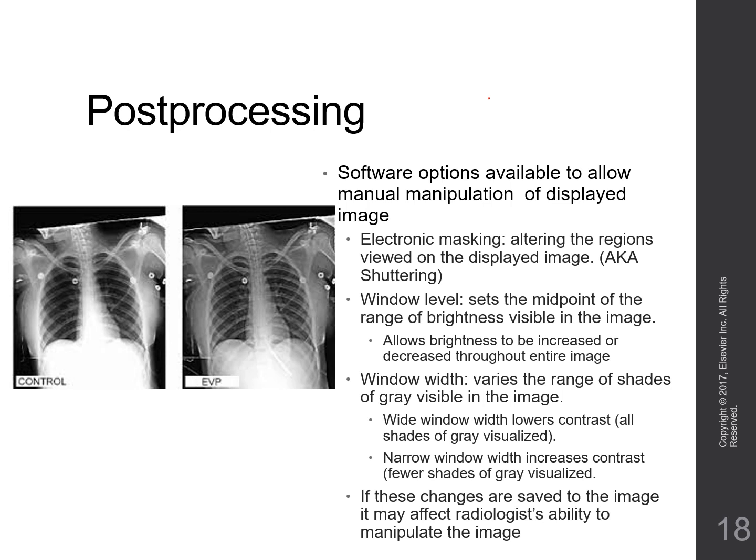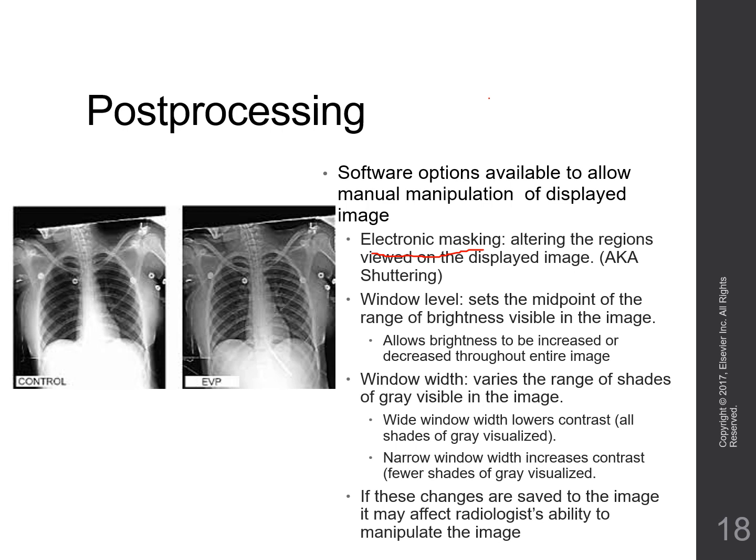Now, as we discussed before, once that image is displayed or showing on our display monitor, anything we do to that image after that particular point we can refer to as post-processing. So post-processing are software options available that allow us to manipulate how the image is displayed. Some of the most common post-processing options are going to be your electronic masking.